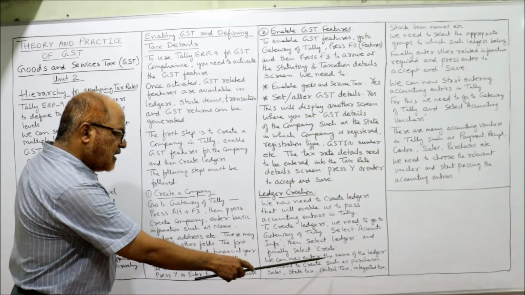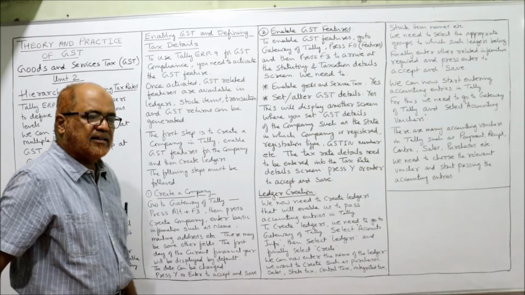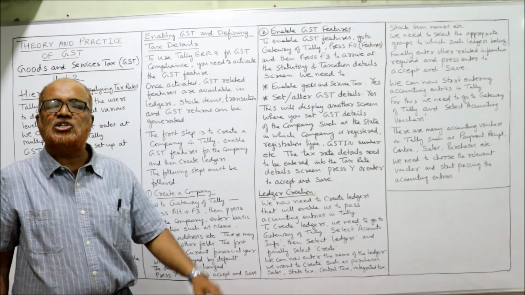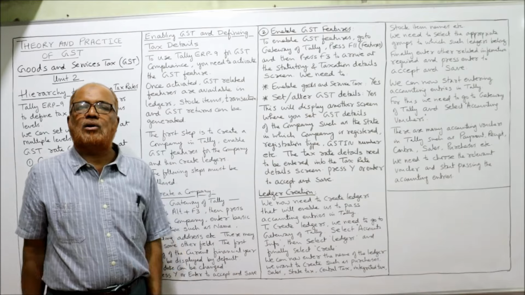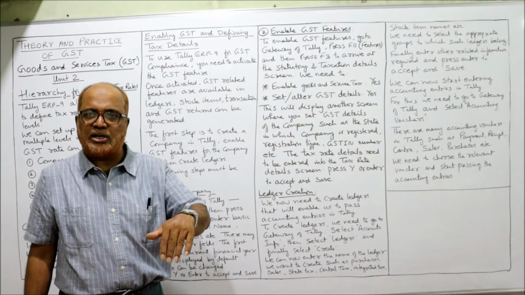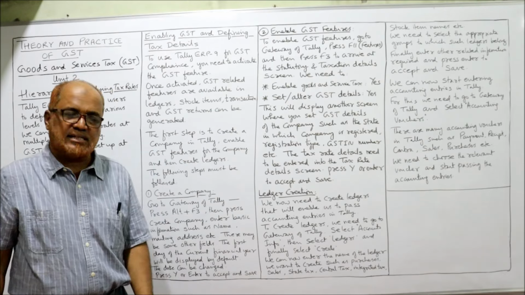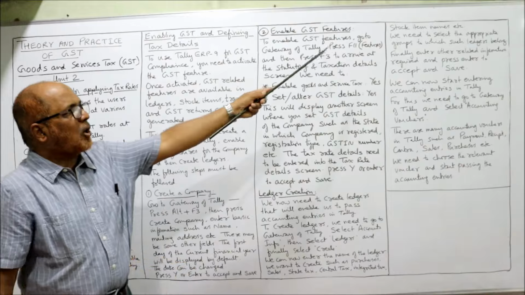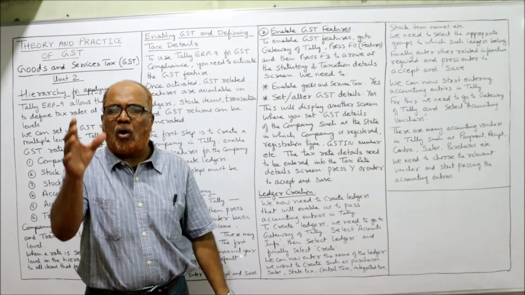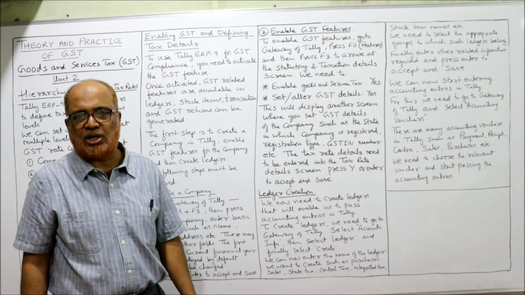Then create ledgers such as purchases, sales, state tax, central tax, integrated tax. So many ledger accounts are there. The ledger accounts relate to receipts, payments, purchases, sales, central tax, state tax, etc. Stock item names, etc. For all these things, you have to open the ledgers.